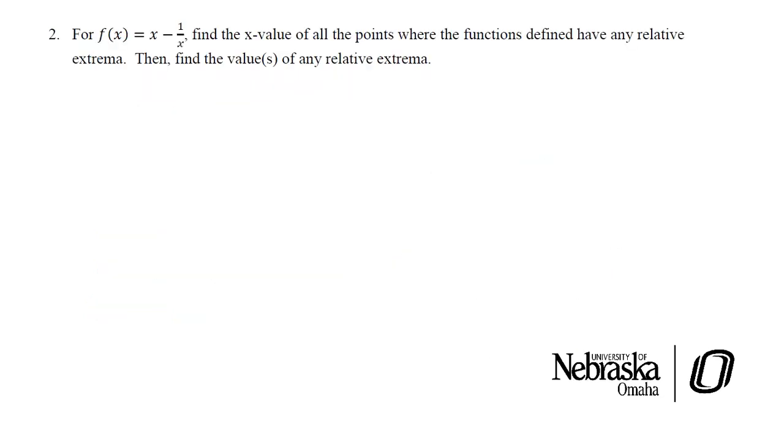Okay, our next example. It says for f of x equals x minus 1 over x, find the x value of all the points where the function defined have any relative extrema, then find the values of the relative extrema. So the same instructions as our last example. So first we want to find any potential critical points, so we find the derivative. The derivative of x is just 1. And the derivative of negative 1 over x, remember, think of this as x to the negative 1. So the exponent comes in front, and we decrease the exponent by 1. So that would be like negative 1 over x squared.